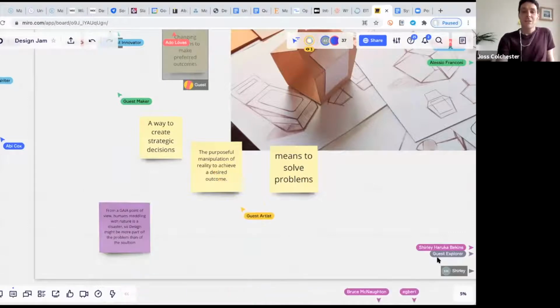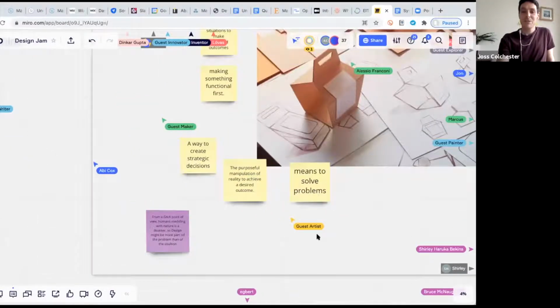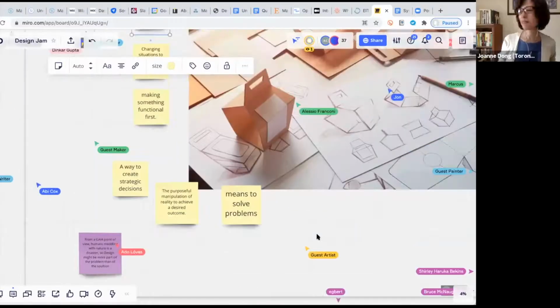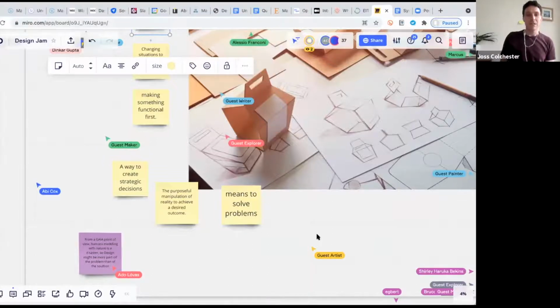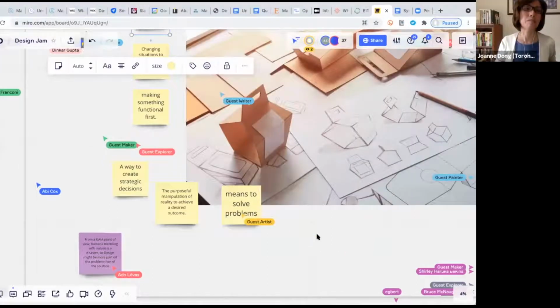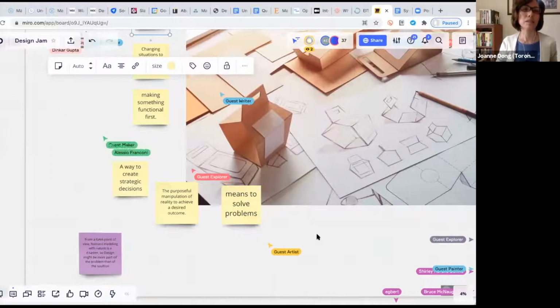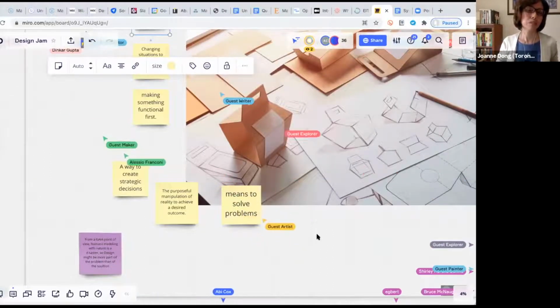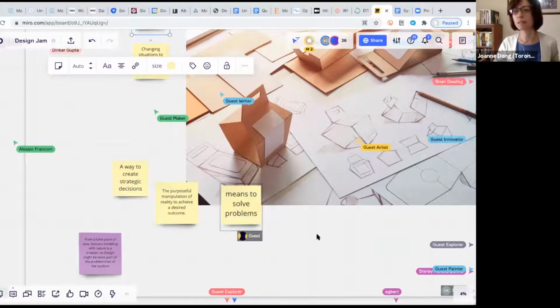All right, any other, Joanne, did you have one up here? Did you post one already? Yeah, that's the means to solve problems. The means to solve problems. Design is a process. Design is not the end, the utility, the goals. It's only one means to solve whatever problems.